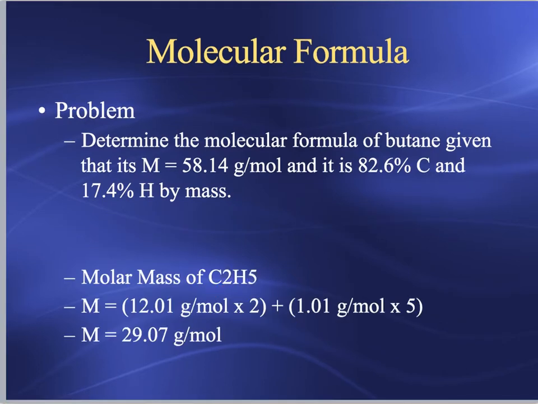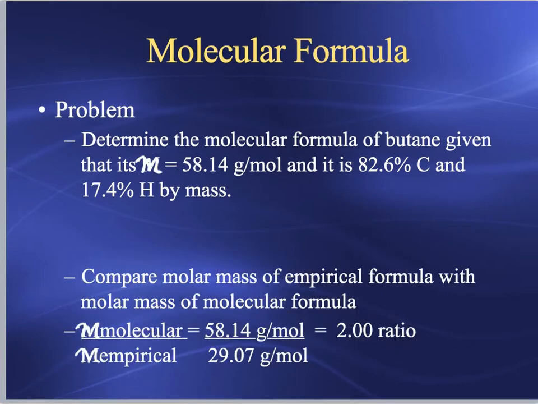So once we've got the empirical formula, we need to find the molar mass of that, which you'll see me abbreviate M, the cursive capital M with a subscript capital E, okay? And for this one, 12.01 for carbon times 2 plus 1.01 for hydrogen times 5, we get 29.07. So the molar mass of the empirical formula is 29.07 grams per mole. Okay, and we've got one final step.